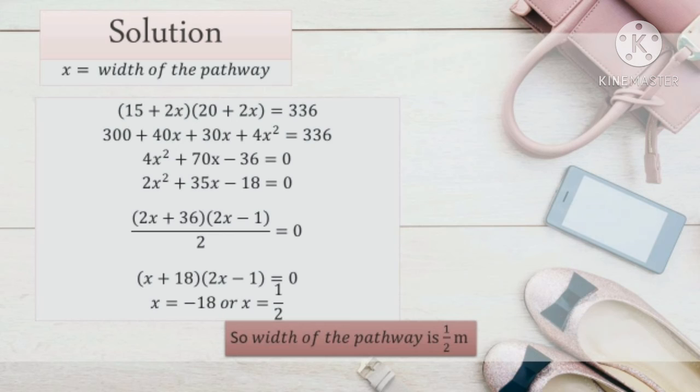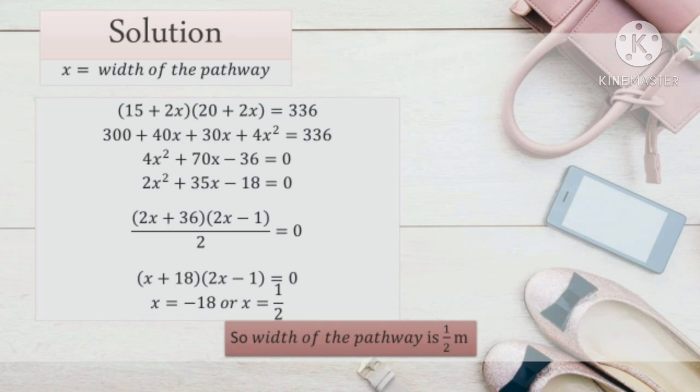The formula to find the area of the garden is length times width. We do the multiplication and we get 4x squared plus 70x minus 36 equals 0. Divided by 2, the result is 2x squared plus 35x minus 18 equals 0.